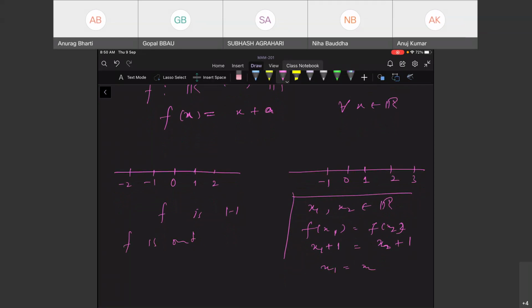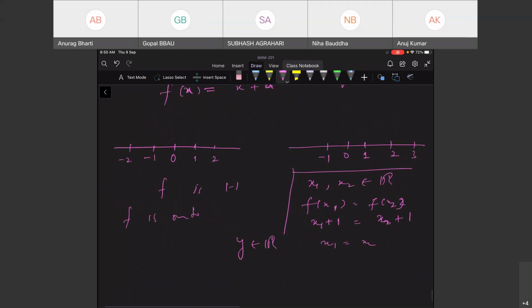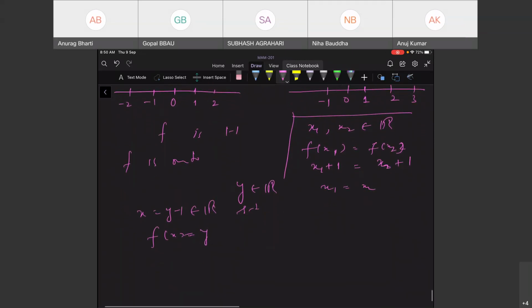Clearly f is onto. Why? Because take any y in codomain R. For this y, you will get x equal to y minus 1 in R, such that f of x equals y. What is f of x? f of x is x plus 1. Put x equal to y minus 1 here, this is y minus 1 plus 1, and this is y.